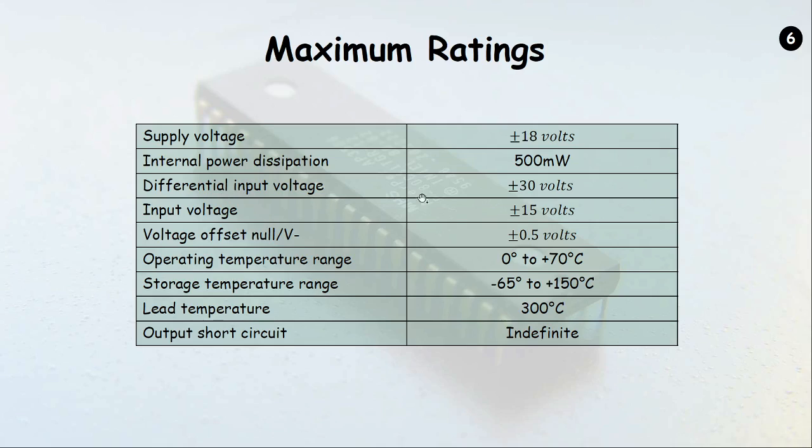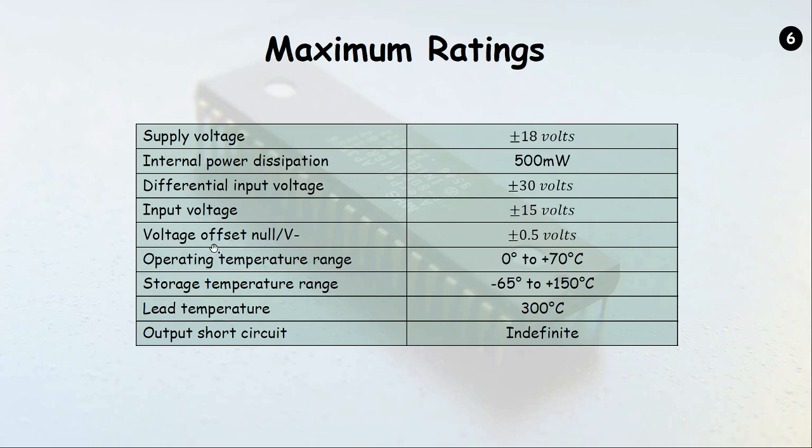Then the differential input voltage is plus minus 30 volt. That is, for the inverting input and non-inverting input, whatever the differential voltage is, it should be 30 volt. You can give one end at 15 and the second end at minus 15, so the differential voltage is 30 volt. Then the input voltage you can give is a maximum of plus or minus 15 volt, not more than 15 volt, either plus or minus, in DC as well as AC, because it will work on AC as well as DC.